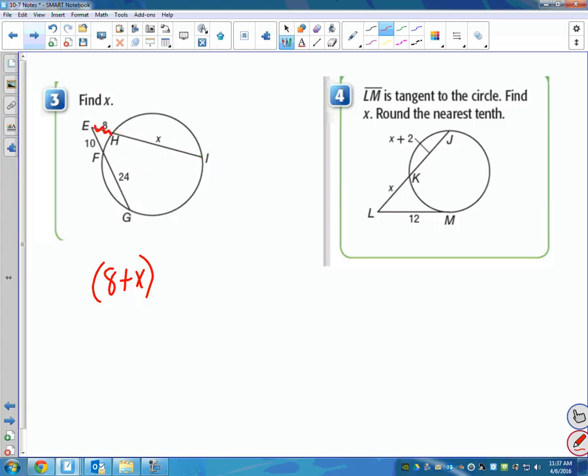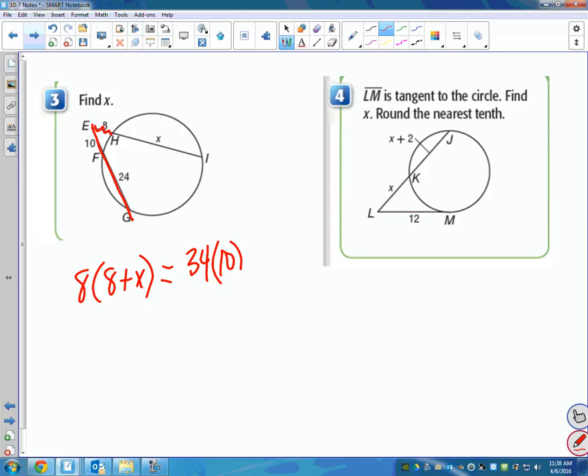Times just the outside part. So just times 8. It doesn't matter if you put the 8 in the front or the back. I like 8 in the front. And I'm going to set that equal to the other side. What's the whole length of this? 10 plus 24 is 34 times the outside part, which is just 10. So again, you know which formula to use. Make sure you're adding to get the whole length there.